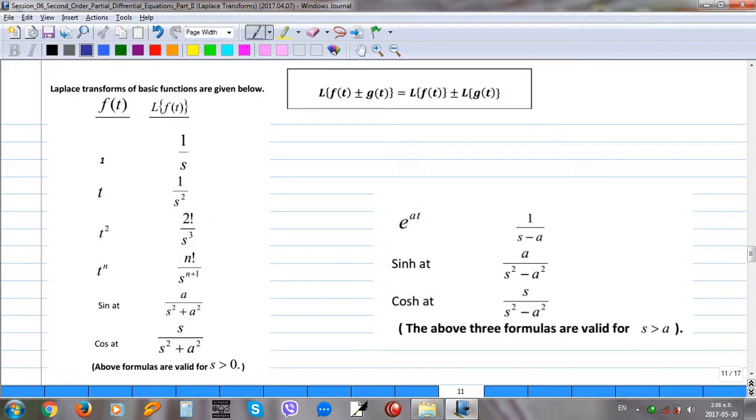MET 3531 Differential Equations 2, Lesson 4, Laplace Transformation, Part 2 of the video. You have to know these Laplace transformations.